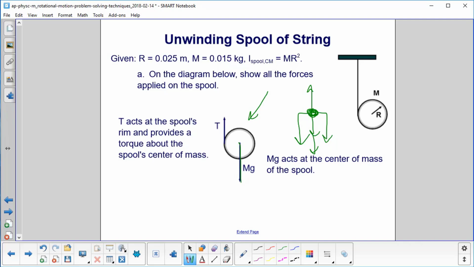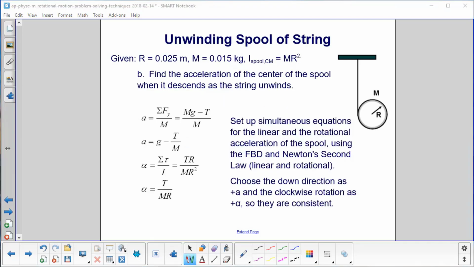We have gravity acting on the center of mass of the spool, so we draw that in the middle. But then we have this tension force acting on the edge of the spool, which will provide a torque. Note, gravity does not provide a torque because it's acting at the axis of rotation. The tension will. So this is the answer to A, that picture right there.